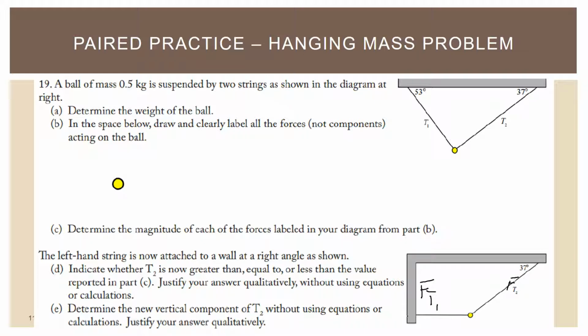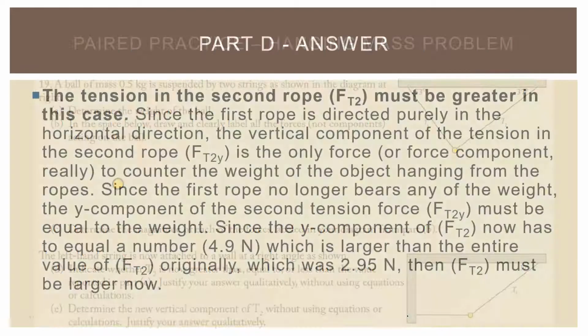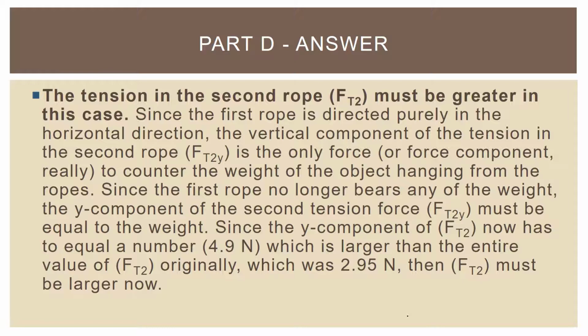and that's the whole ball game. What I wrote here, which is hopefully similar to what you wrote, is the tension in the second rope, FT2, must be greater in this case. Since the first rope is directed purely in the horizontal direction, the vertical component of the tension in the second rope, FT2Y, is the only force, or force component really, to counter the weight of the object hanging from the ropes. Since the first rope no longer bears any of the weight, the Y component of the second tension force, FT2Y, must be equal to the weight.